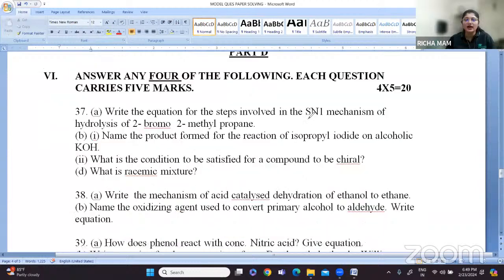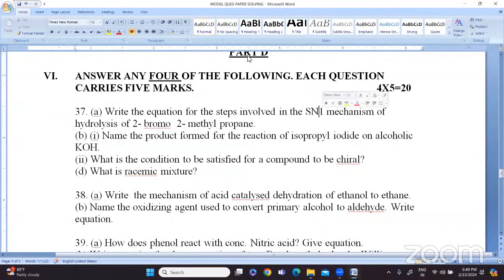37th question: write the mechanism of hydrolysis of 2-bromo 2-methyl propane. B: name the product formed for the reaction of isopropyl iodide on alcoholic KOH. C: what is the condition to be satisfied for a compound to be chiral? And D: what is a racemic mixture? So this complete question is for 5 marks.